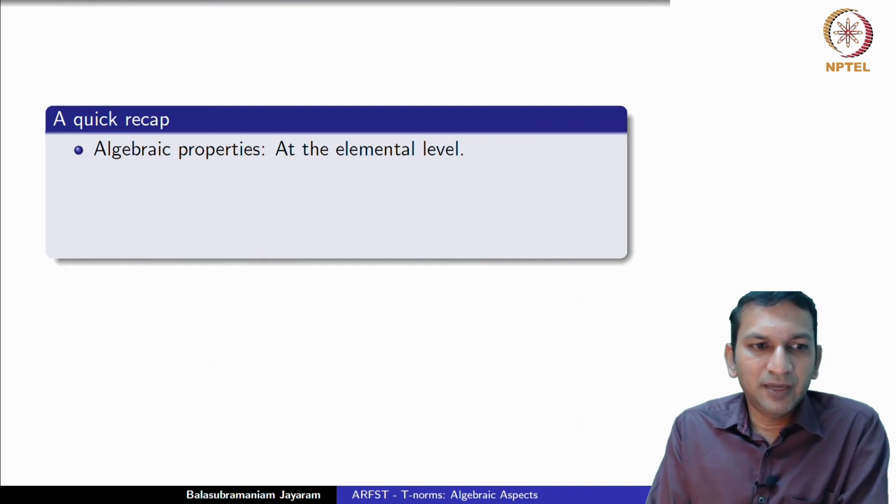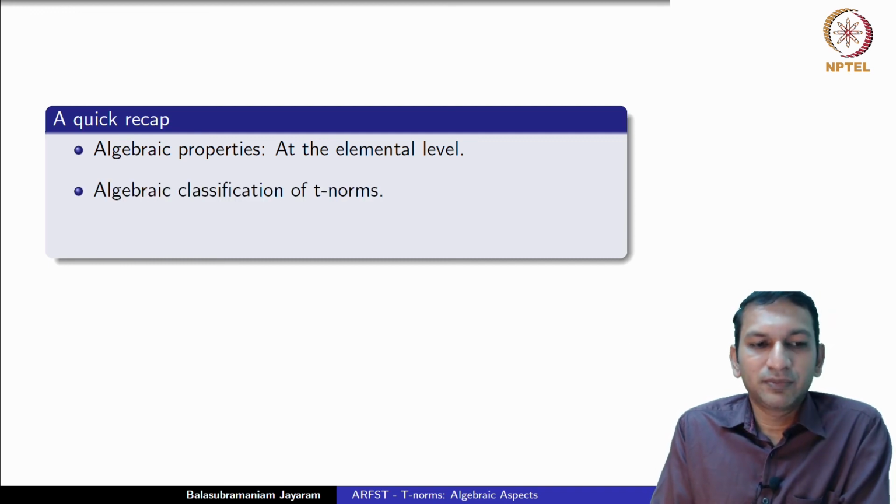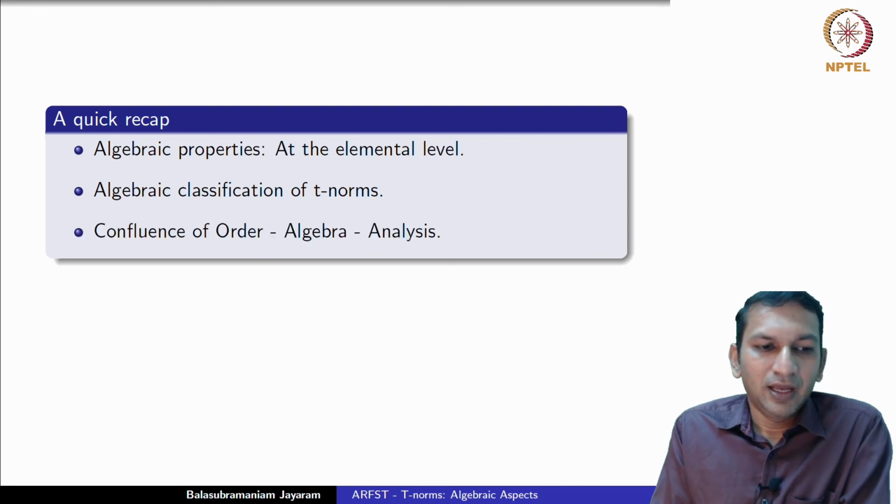A quick recap of what we have seen today. We have looked at algebraic properties at the elemental level and also at the function level, which allowed us to talk about at least two types of t-norms, strictly monotone and those which are Archimedean. We have seen how the confluence of order theoretic, algebraic and analytic properties has given a nice characterization of t-norms on the unit interval.